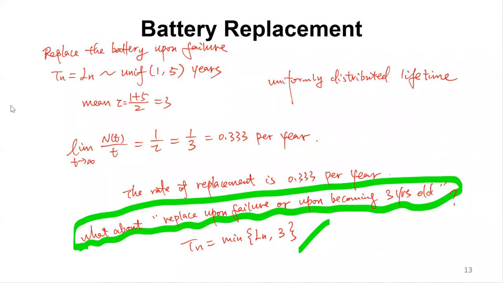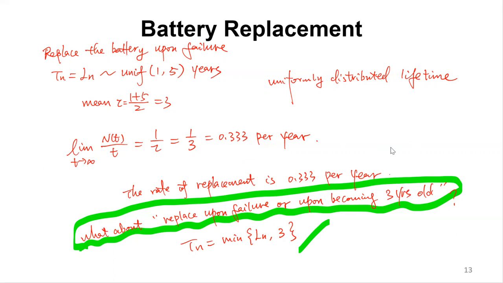Okay, now let's revisit the battery replacement example. If we replace the battery on pump failure, suppose the inter-event time is uniform between 1 and 5 years. So the mean is actually (1 plus 5) divided by 2 equals 3. This is a uniformly distributed lifetime. Because the mean equals 3, the long-run renewal rate is N(t) over t, 1/tau, 1/3. So the rate of replacement is 0.333 per year. So under replacement on pump failure, the rate of replacement is 0.333.